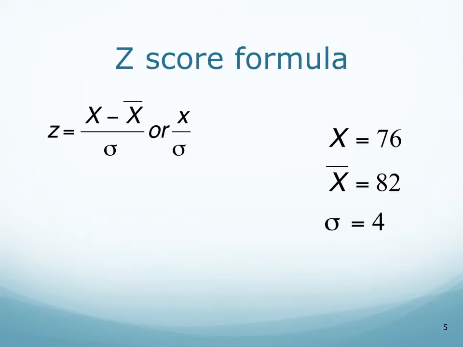In this example, let's say that we administer some type of assessment instrument to a student, and the student scores a score of 76. On that test, the population mean is 82 with a standard deviation of 4.